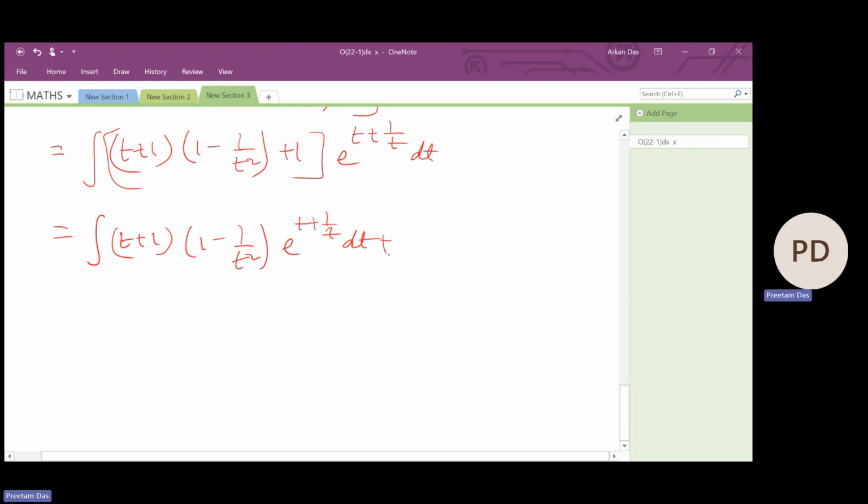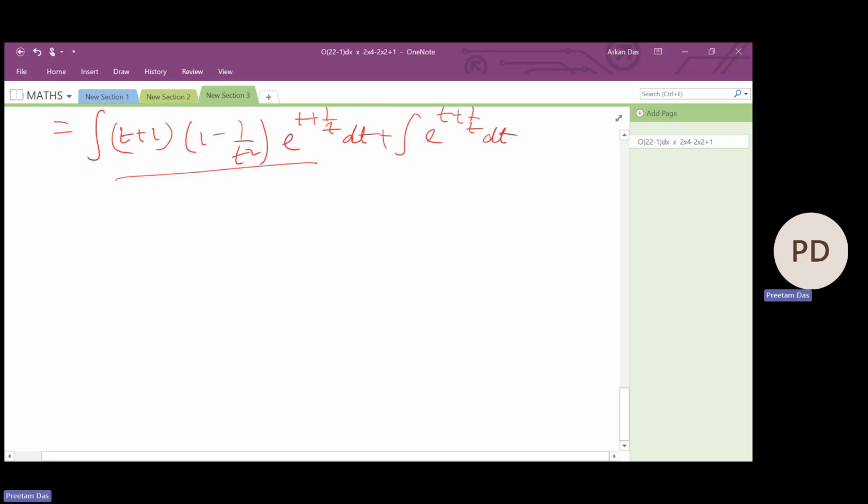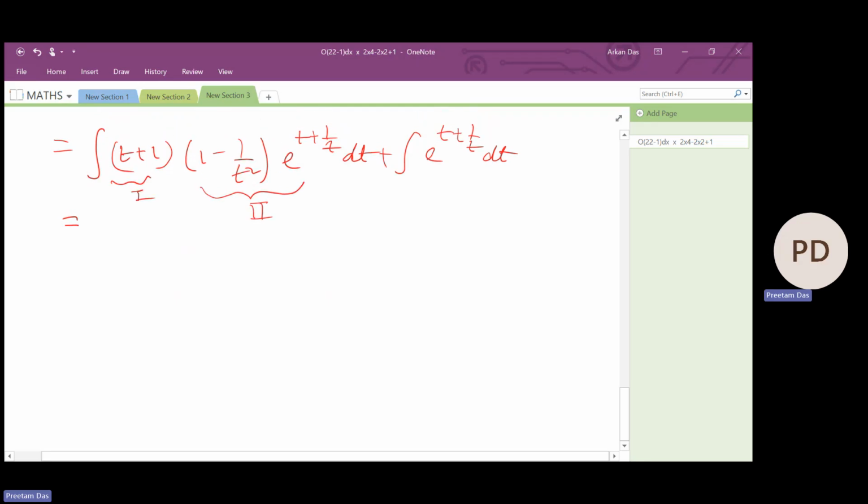dt plus integration of e raised to t plus 1 over t dt. So now here I can use integration by parts. But I will use integration by parts considering this as the first function and this as the second function, obviously, because the differentiation of the numerator is this itself.